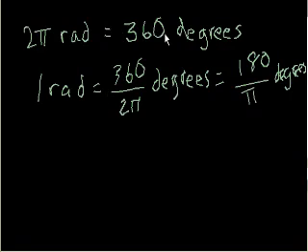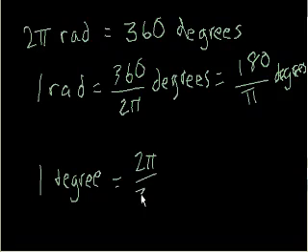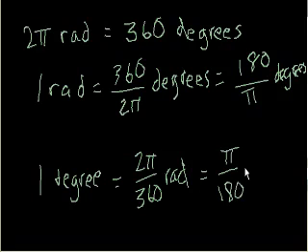Similarly, we could have done it the other way. We could have divided both sides by 360, and we could have said 1 degree, right? I'm just going to divide both sides by 360, and I'm flipping it. 1 degree is equal to 2 pi over 360 radians, which equals pi over 180 radians. So there we have a conversion.